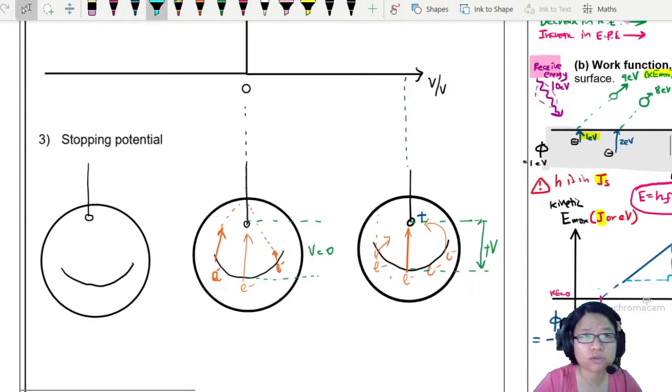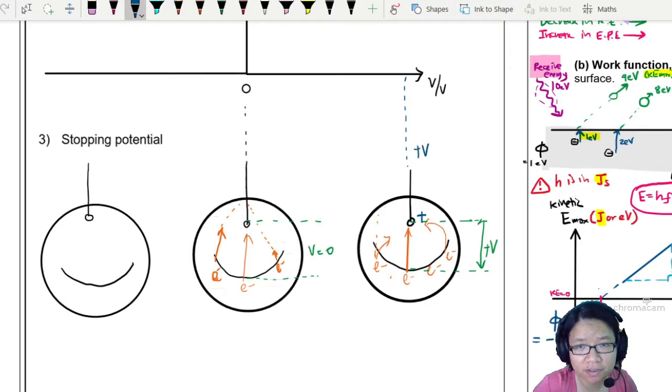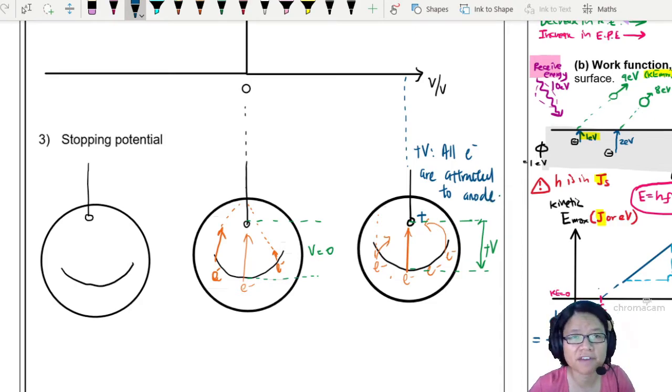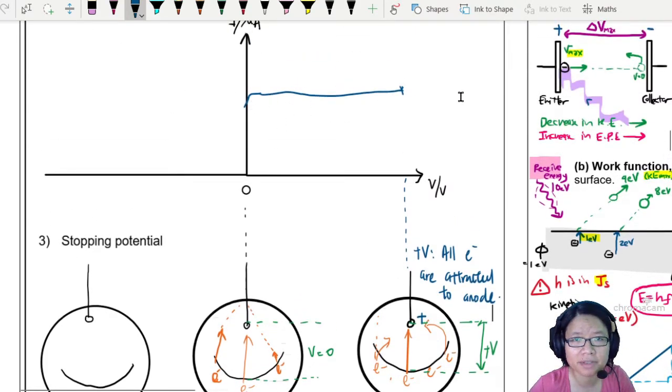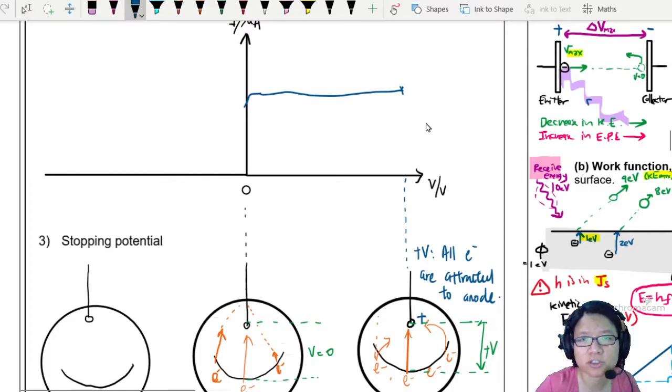Alright, so for this one I should write a note for you. In this case, if the anode is at positive V, all electrons are attracted to the anode, and they are able to arrive, and you get this maximum current. This maximum current here, we call the saturation current.